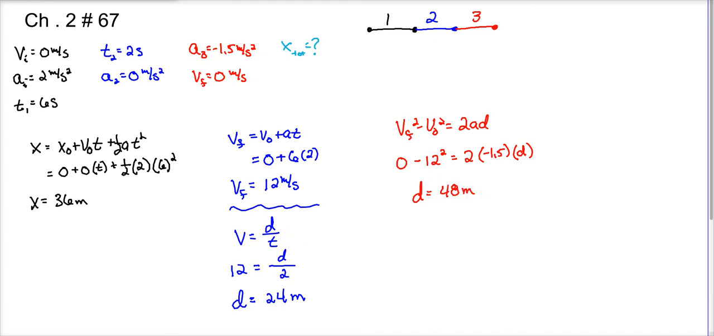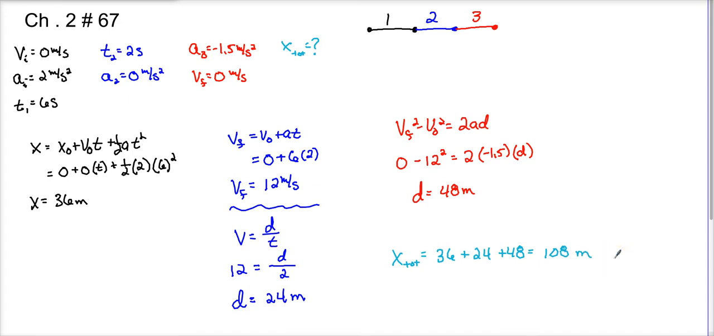So the last thing we have to do, if we're going to find out how far we travel from stop sign to stop sign, is that x total is going to be equal to 36 plus 24 plus 48, for a total of 108 meters.